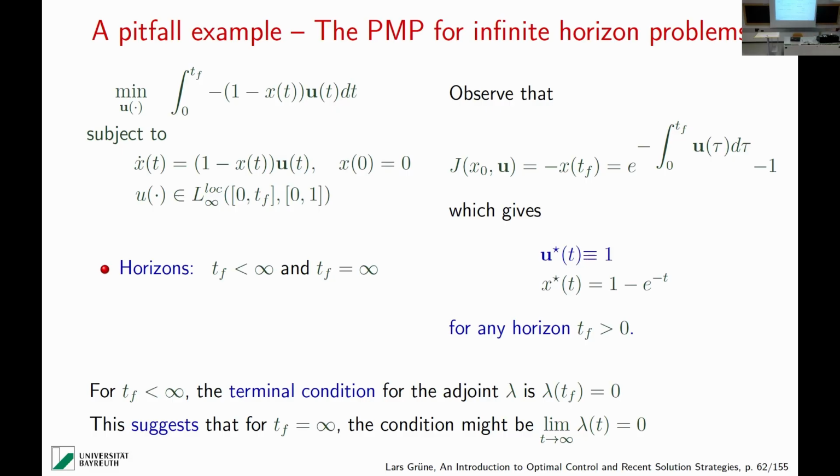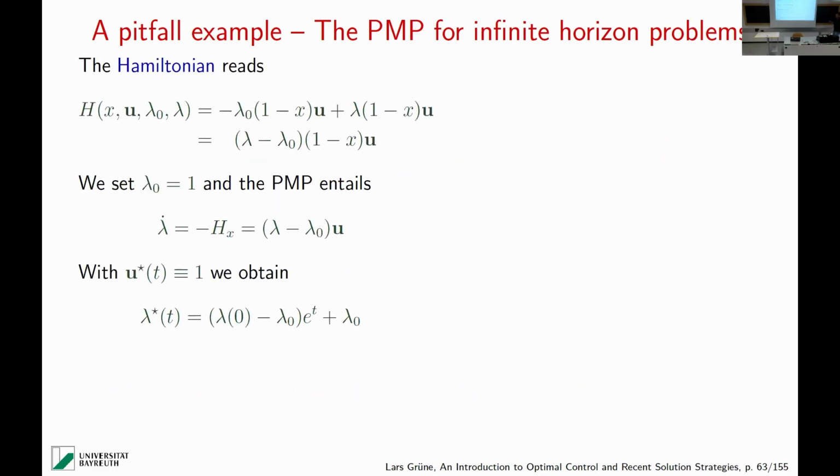So that sounds reasonable. But it turns out that if we write down the Hamiltonian and solve for the equations of the minimum principle, then if we plug in the optimal control, which we already know, we get this equation for the optimal adjoint, lambda star. And now we have the degree of freedom, which is lambda naught. Unfortunately this is bad notation, because this is lambda star of 0 here. Sorry, this is lambda naught. This is lambda of 0.